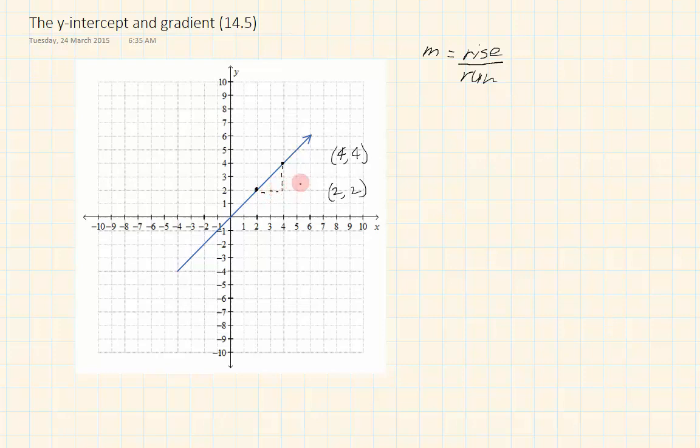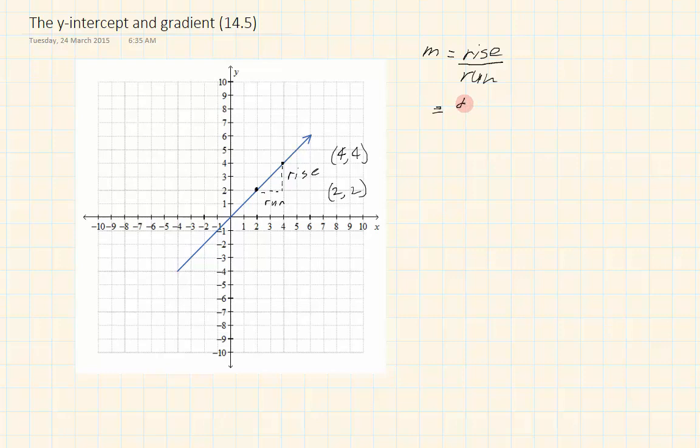So what is the rise? Well, the rise is the difference in the y values of these two coordinates. So it's a difference in the vertical height of our two coordinates. I can label this one here as rise, and the one along here is run. So run is our difference in the x values of our coordinates. So I'll also write that in here.